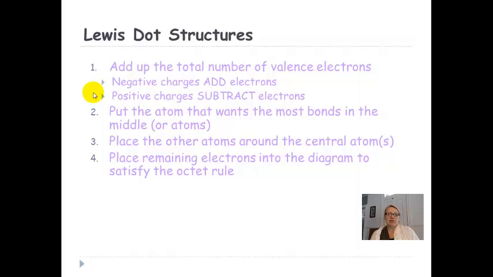Then you'll place the remaining electrons into the diagram to satisfy the octet rule, meaning that all atoms have 8 electrons surrounding them. If you don't have enough electrons, you know you need to use multiple bonds, so you have to go back and use multiple bonds to adjust your Lewis dot diagram.